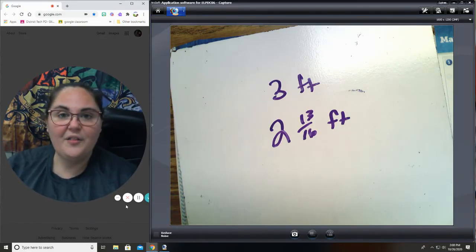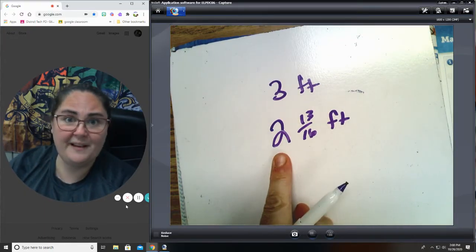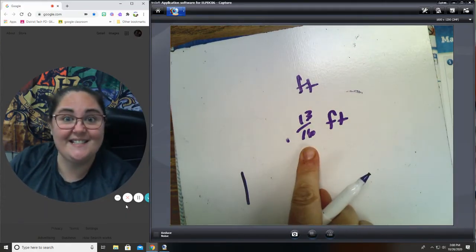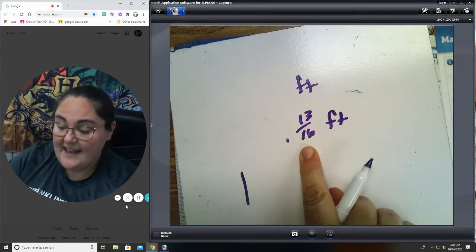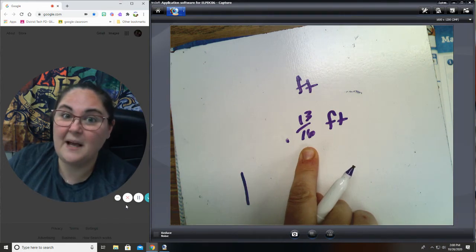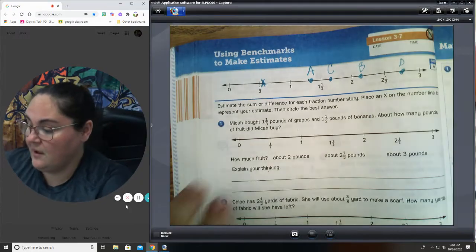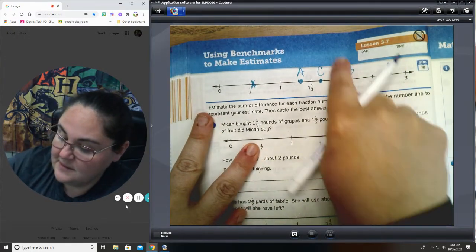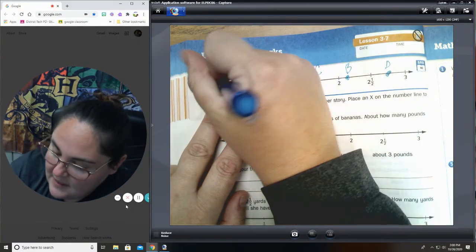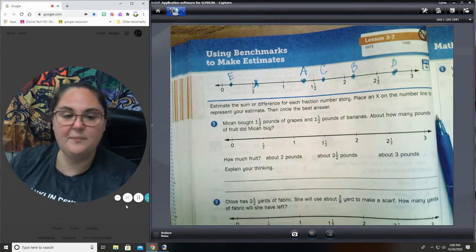All right, here we go. The way I would do this, I would start with 3. That's a benchmark. 3 minus 2, great. So now I'm at 1. Now look at 13/16. Think about it. If 16/16 make a whole, that's almost a whole. That means I'm going to subtract almost all of that 1. Okay, here we go. There's 1, 2, and then almost a whole. So I'm going to go about here. That is letter E. That is where you're going to put your numbers.